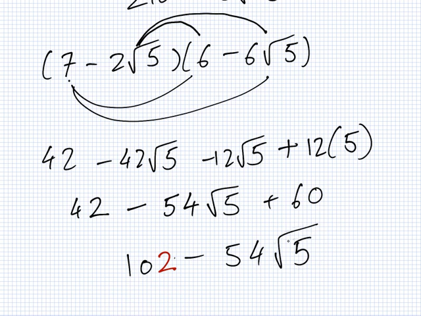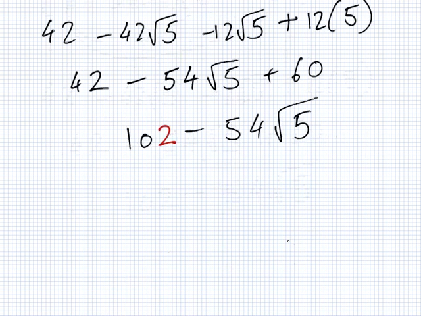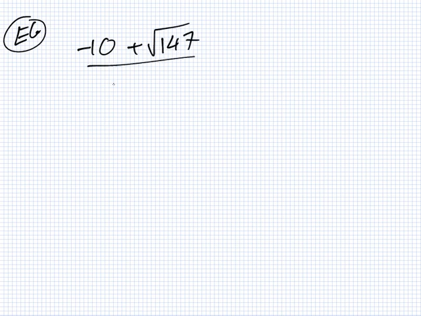So far we've done many examples of multiplying, but we haven't done an example yet of dividing, which is actually the hardest one to do. Okay, I'll scroll down. Yeah. Okay, so here's our example. Minus 10 plus root 147 over minus 2 plus root 3.